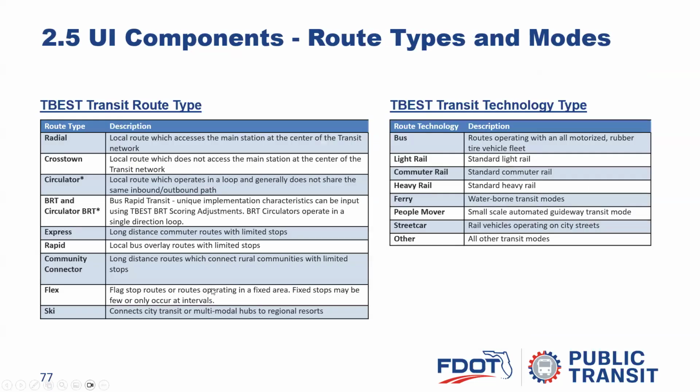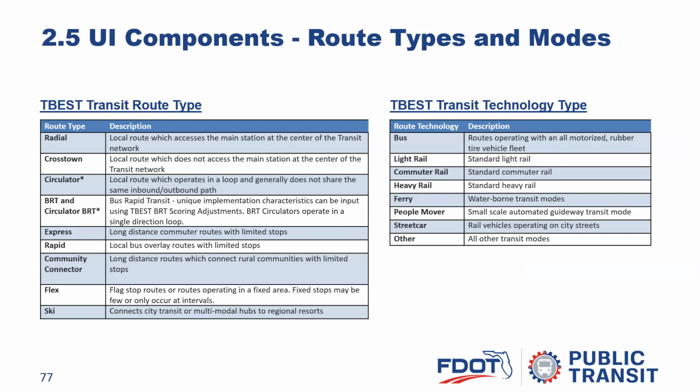Okay, so let's talk a little bit about route types and modes because we are going to mention those as we go forward. So we have different transit route types. We were looking at those in the routes panel. We have radial, crosstown, circulator, BRT, express, rapid, community connector, flex, and a ski route. So basically, the types are defined for you, meaning that they're definitions and descriptions.